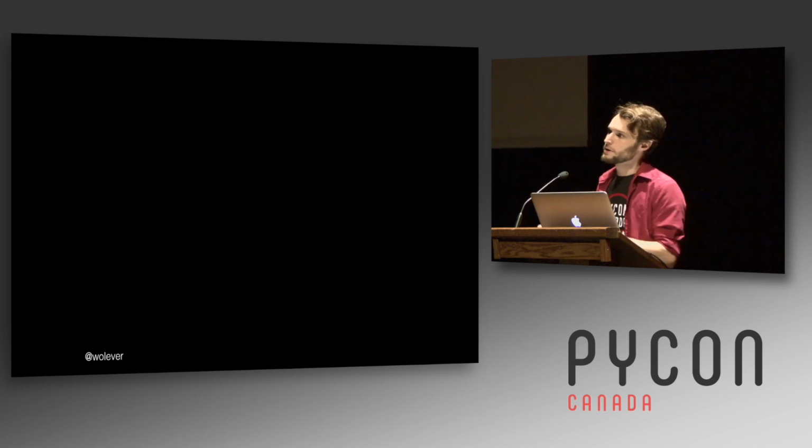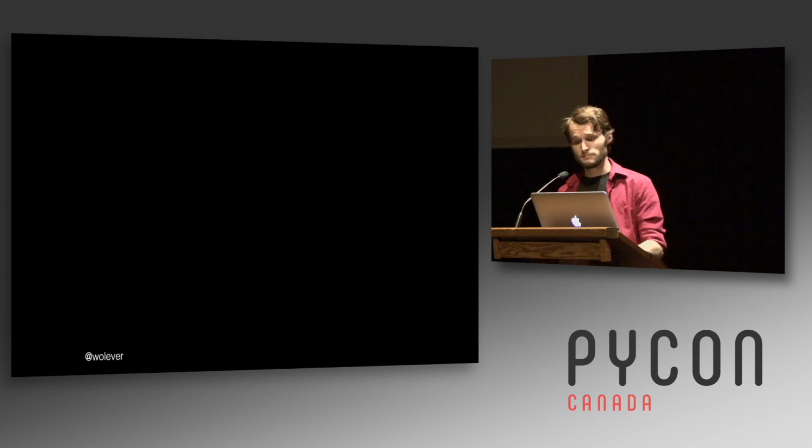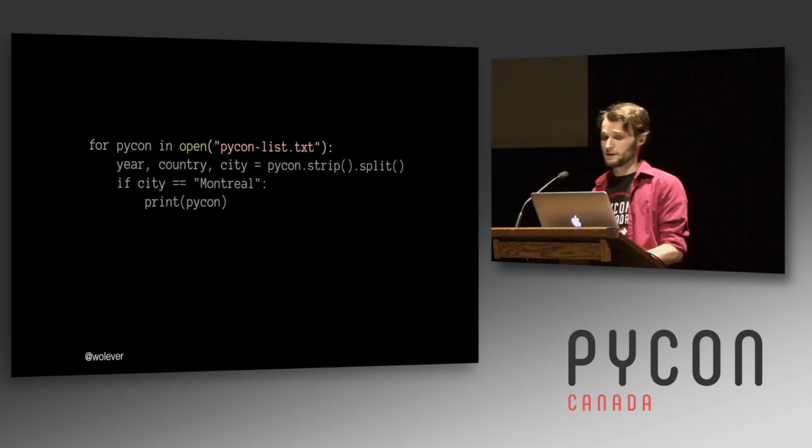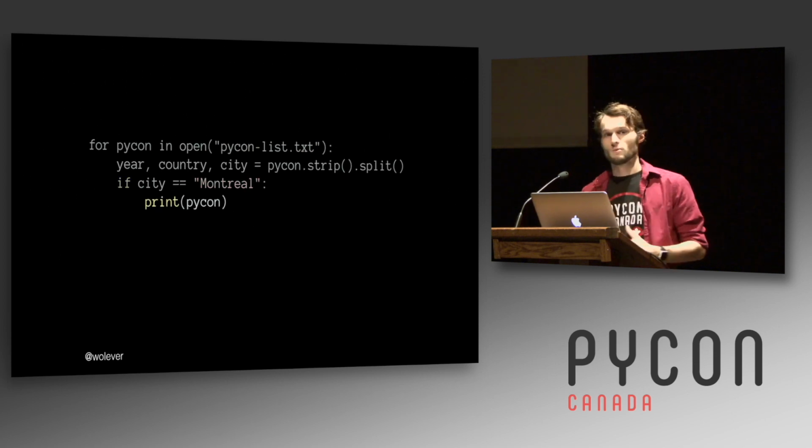Or possibly for a more concrete example, if we were going to use Python to build that same list of PyCons that have been in Montreal, we might write code that looks something like this. Now, notice that what we're doing is describing a series of steps, a series of operations. We're going to be opening a file, iterating over the lines, splitting each line up on the white space, comparing the city in that line to Montreal, and if the city matches, we're going to print that to the screen.